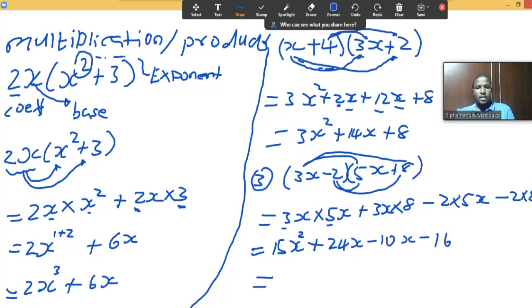Then we need to look at the like terms. So we only have one term that has squared, so it will be 15x squared. You can see also we have a common base here, which is x, so we're looking at the like terms. Because this is x and this is x, it's the same, so we have to add the coefficients of this, which is 24 and minus 10 in this case. So you have 24 minus 10, and that gives us plus 12x minus 16. So we're done with our example.